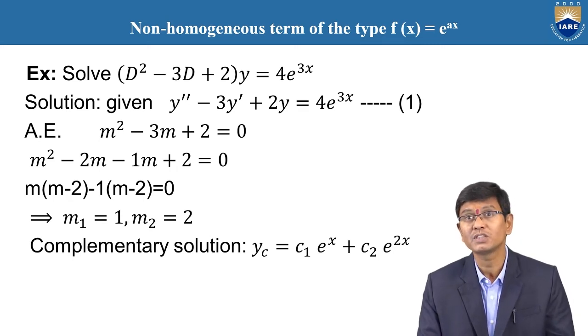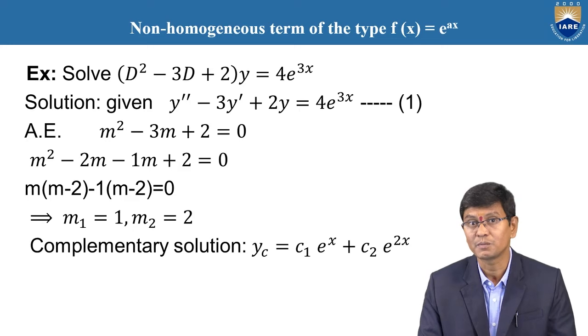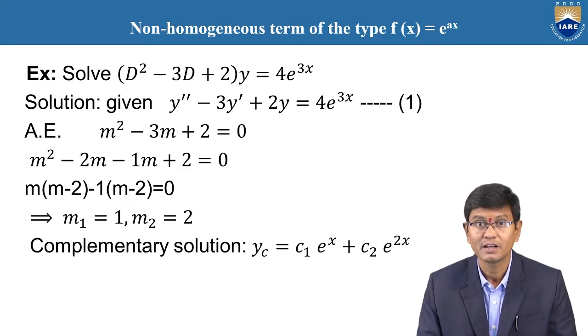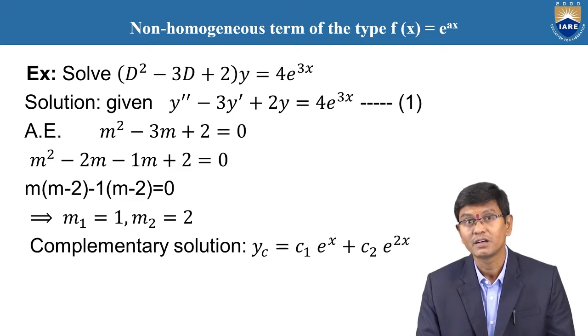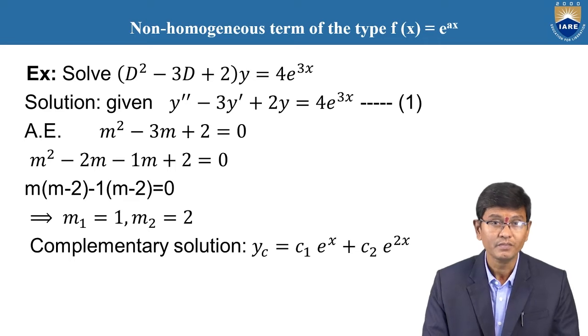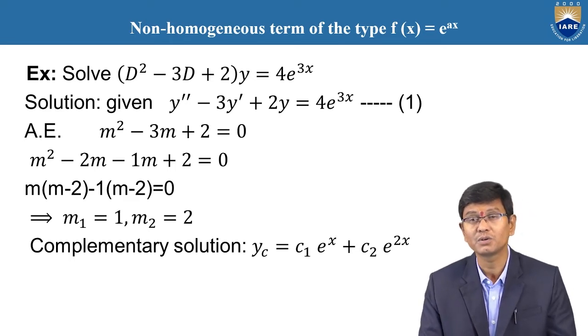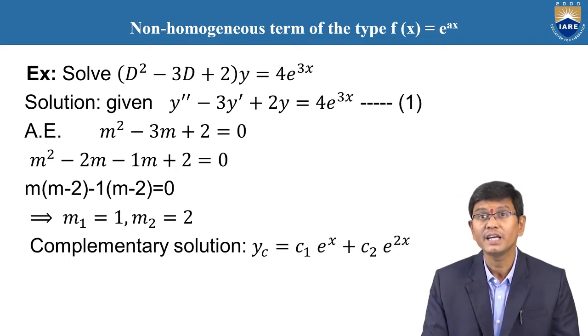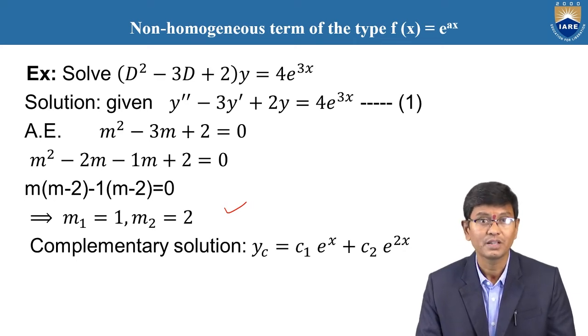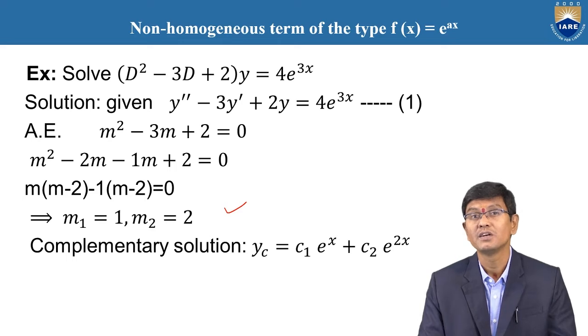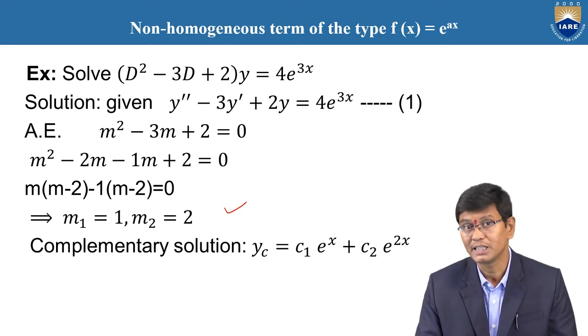Therefore, the complementary function, according to the procedure we discussed previously, we need to find the auxiliary equation and its solution, replacing D with m. Therefore, m square minus 3m plus 2 is equal to 0. By solving, m is equal to 1, 2 is the solution. Therefore, these are the different roots. Therefore, the complementary function is equal to c1 into e power of x plus c2 into e power of 2x.